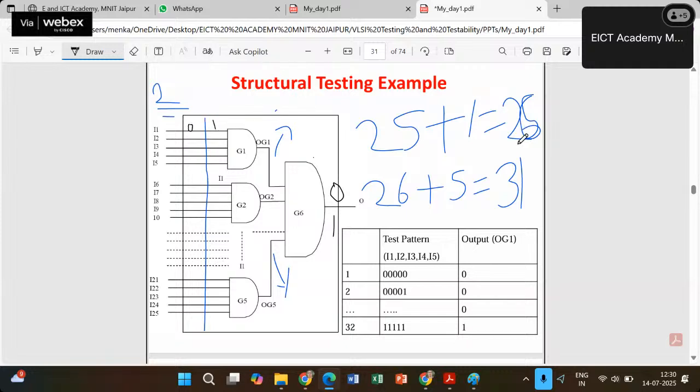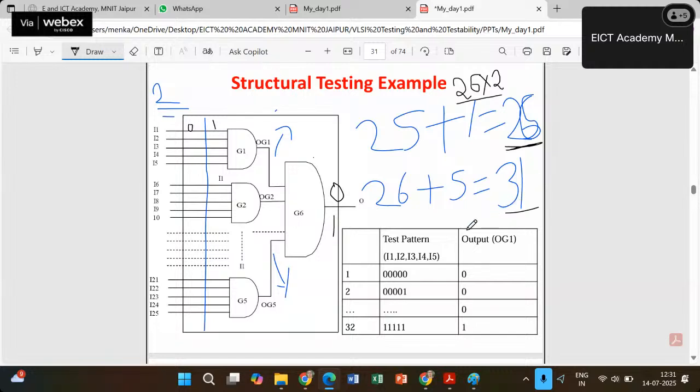And likewise, if there were a total of 26 lines, fault sites, then the total single stuck-at faults, one fault at a time at any particular branch, will be 26 into single stuck-at 0 and single stuck-at 1. So those will be a total of 26 into 2. But now it has been increased to 31 into 2. So the number of single stuck-at faults has been increased.